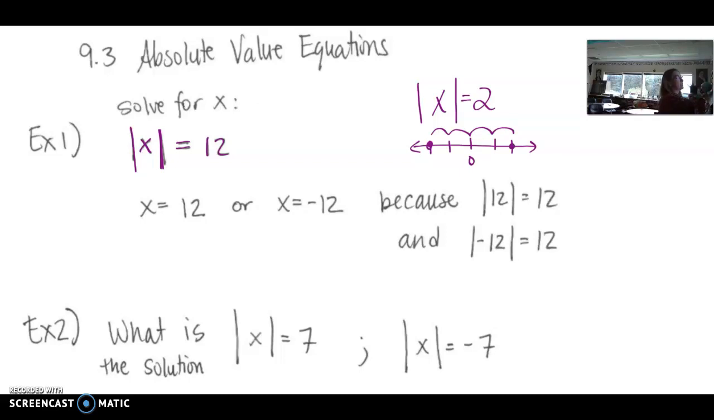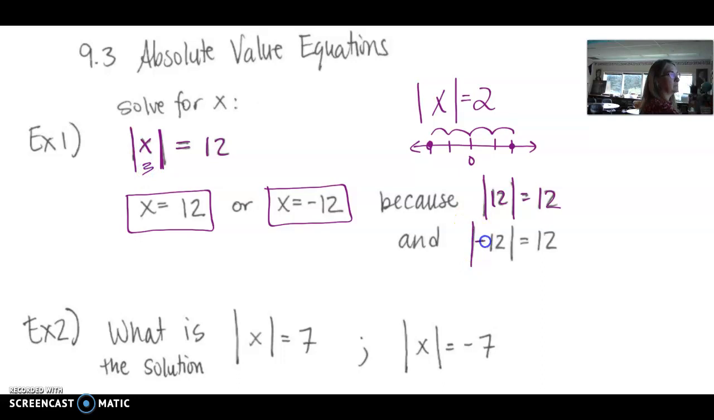If x is 12, the absolute value of 12 is just equal to 12 because we take the positive. It's already positive, so it doesn't even change it. But if we put negative 12 in for this x, what is the absolute value of negative 12? Well, it is also 12. So we have 2 values of x that would work to solve this equation.